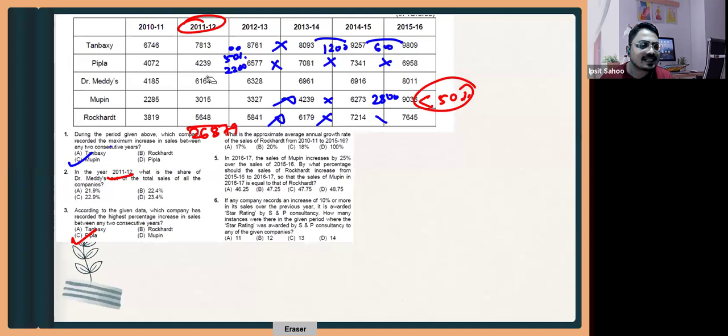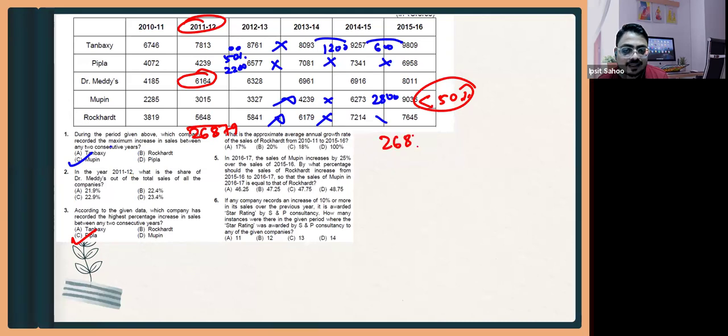So that is what percentage of Dr. Reddy's? If you see this, 6164 is what percentage of 26,879? All the values are more than 20%. So I'll be checking what 20% of this is. What is 20% of this? That is simply double of this. So that is going to be how much?